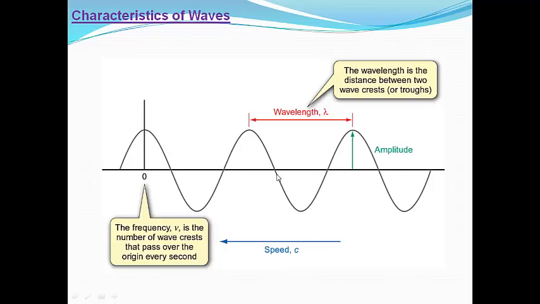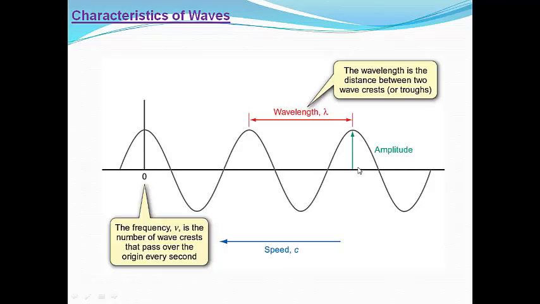And we can also look at other parts of the wave. For example, this point here is identical to that point there, and the distance is equivalent to the wavelength. We can also say that this point here is identical to that point there, and is equal to the wavelength. Another characteristic of the wave is the amplitude.